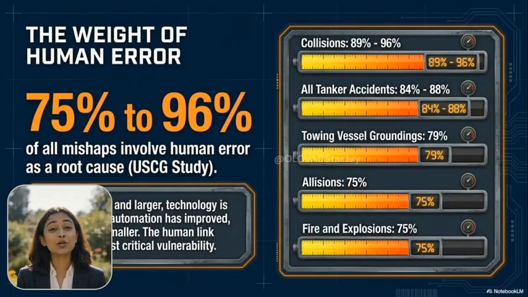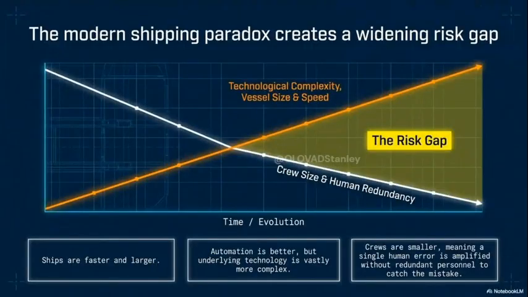U.S. Coast Guard studies highlight the weight of human error, identifying it as a root cause in 75% to 96% of maritime mishaps. Even as technology advances, the human link remains our most critical vulnerability. Modern shipping faces a paradox. While vessels grow larger and more complex, crew sizes are often reduced.